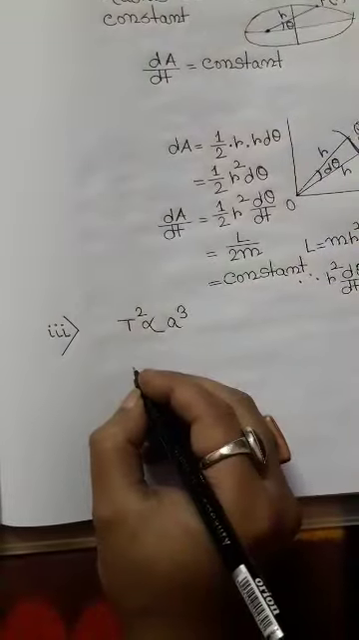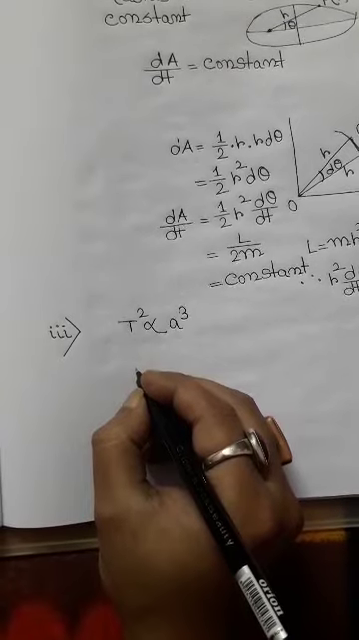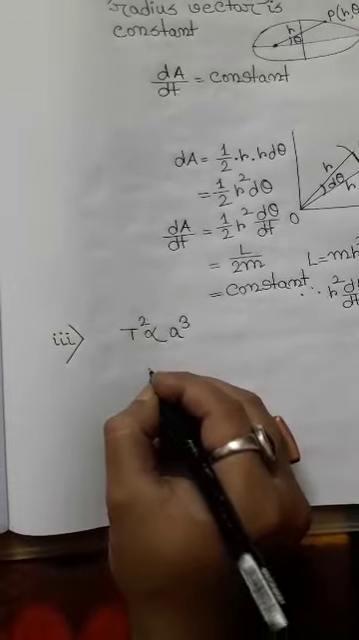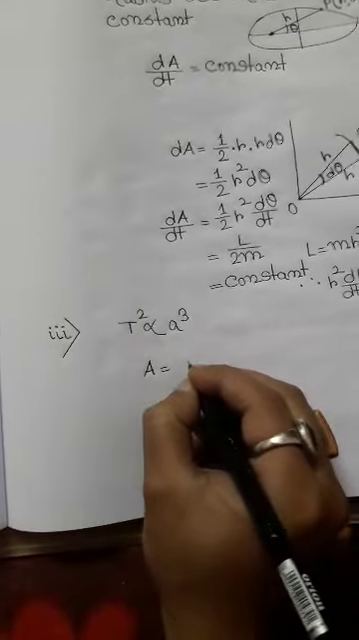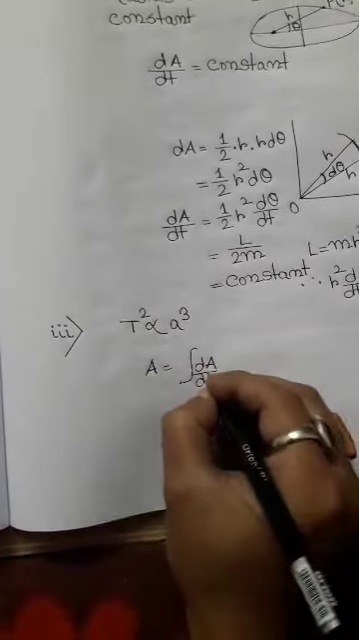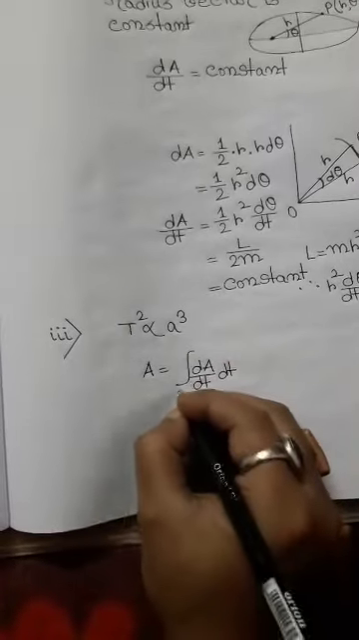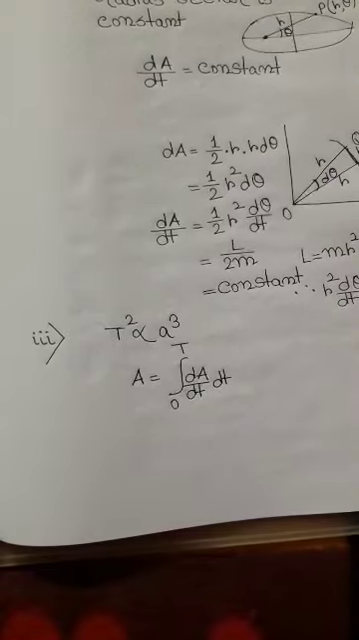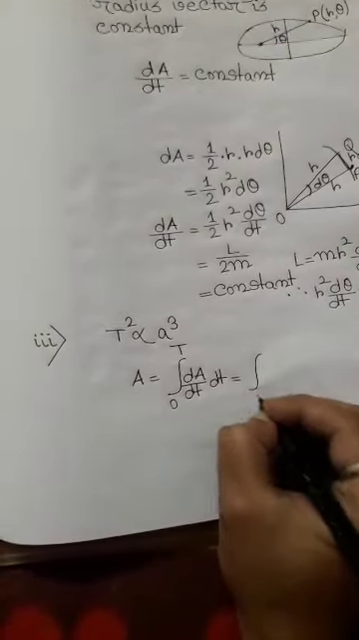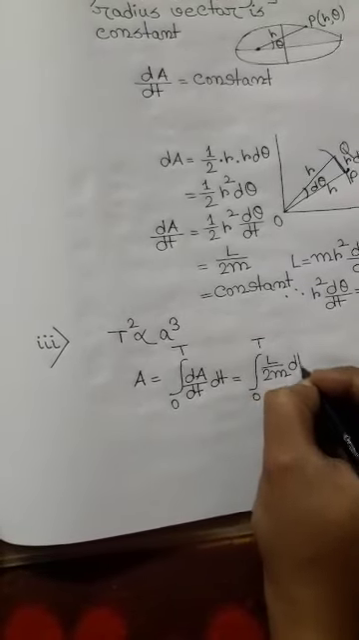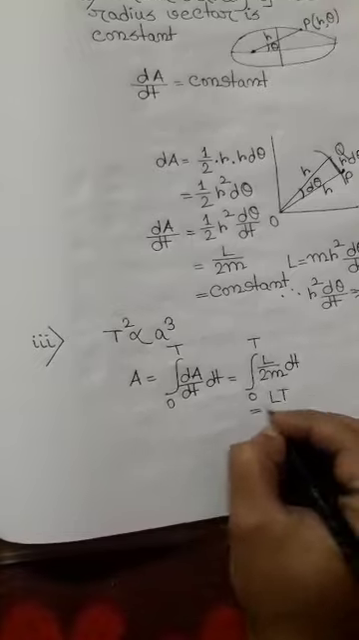Let's proceed. If capital T represents the time period of revolution of a planet round the sun, then the area of the elliptical orbit can be written as the integral of dA, which is the integral of dA by dt into dt, with limits 0 to capital T. From above, dA by dt is L by 2m, so this is into dt, and this is simply LT by 2m.